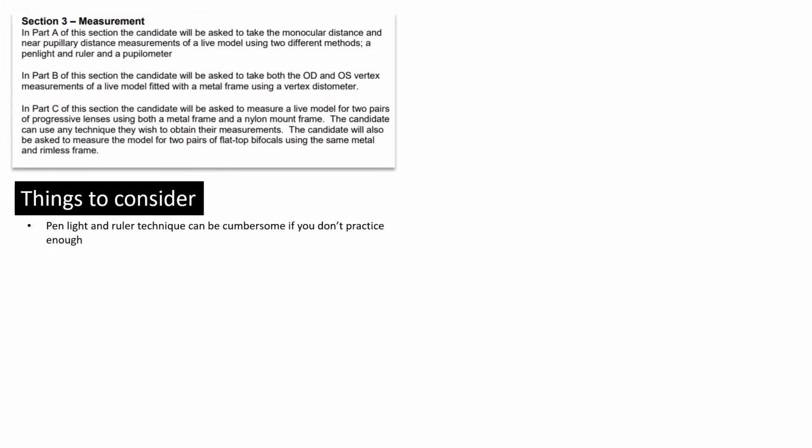Because I would actually suggest that at this point in the game, heading close to the exam, ideally do both the pupillometer and the pen light. But if you're short on time, if you're busy, drop the pupillometer for now and just measure with the pen light and ruler. Do absolutely everybody you can to get comfortable, because realistically the measurement here is not that complicated. It's just the technique, and if you look cumbersome and awkward, the examiner is going to notice.